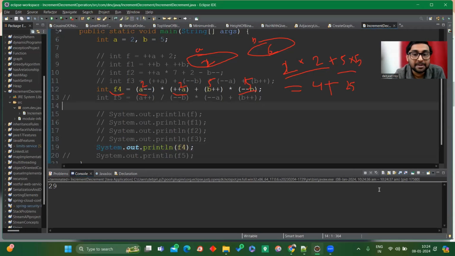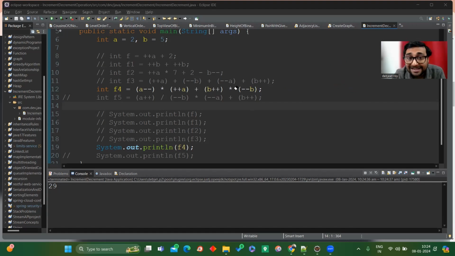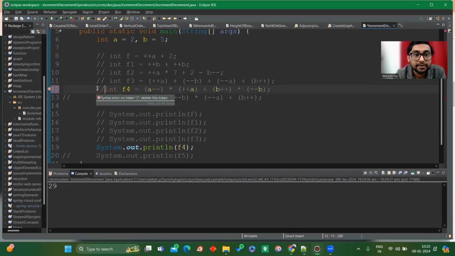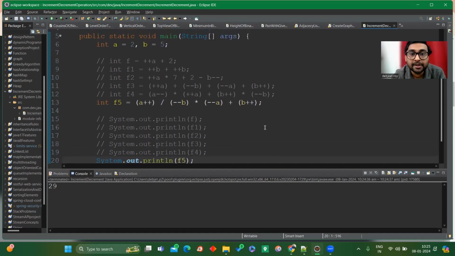So now let's jump on to the final problem. Now you are getting much clarity on how it is working internally. Only one thing you have to do: practice the questions. The more you practice this type of question, the more clarity you will get in your mind. So let's comment this one out and uncomment this one. This is the final question for increment decrement. First you try it out. You can pause the video and try it on your own, and then see the answer.